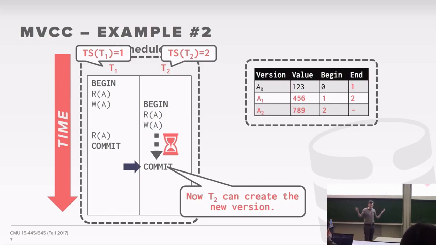Now, this is all independent of the concurrency stuff that we talked about before. So when you do writes, you actually still have to do two-phase locking or timestamp ordering. This is in addition to that, to allow you to figure out what version you can look at. In the back?